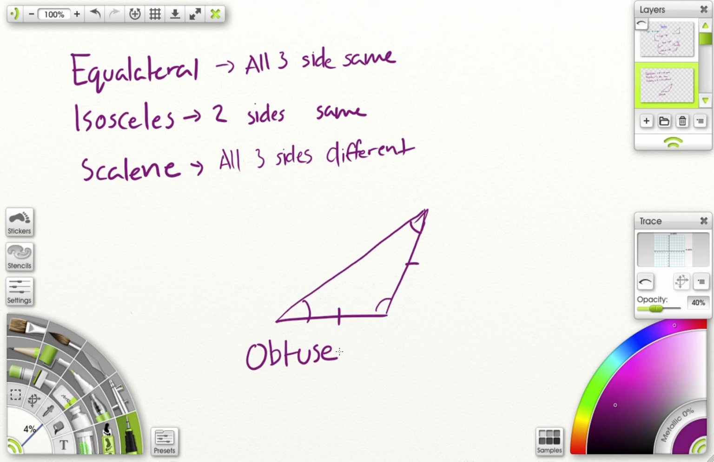Now I have to figure out the second name. Is it equilateral? Nope, because all three sides are not the same. Is it scalene? Nope, because it has those ticks there that show two sides of the same length. So that means it's an obtuse isosceles, because it has an obtuse angle and two lengths are exactly the same and one's different. So that's an obtuse isosceles.